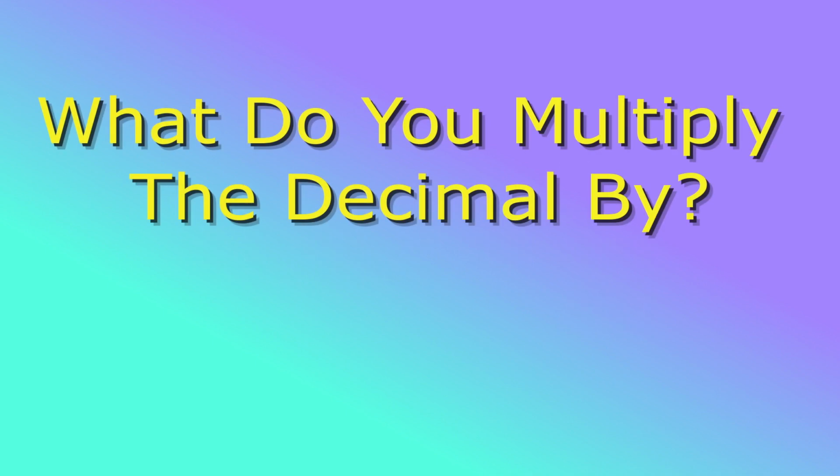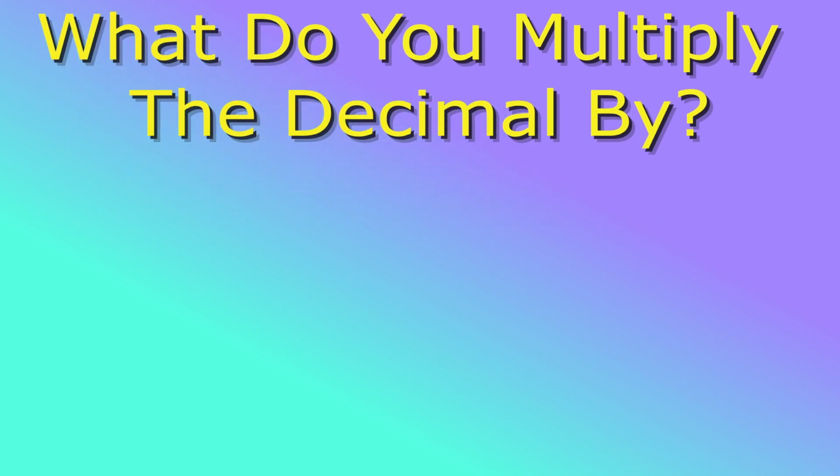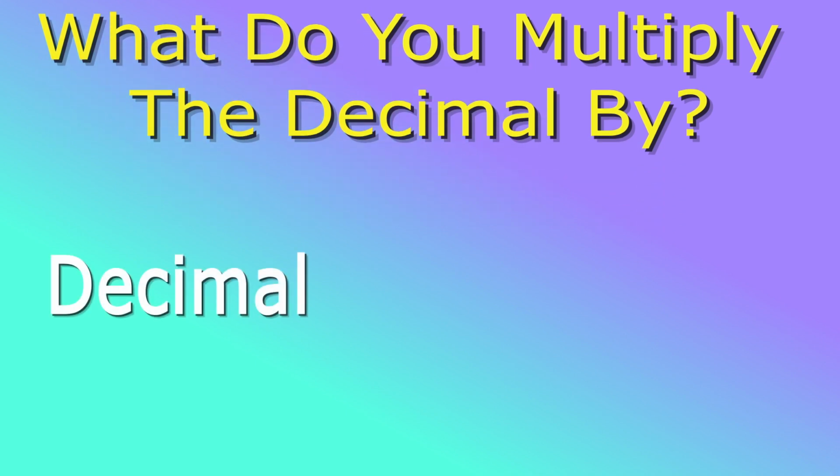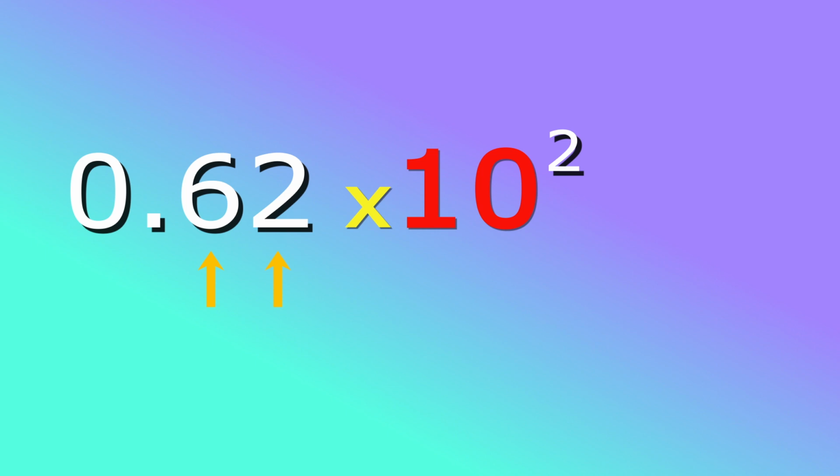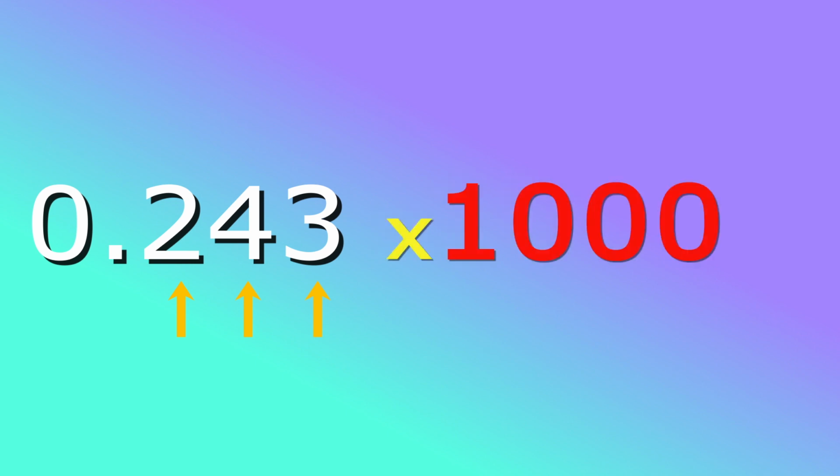You might be wondering, which multiple of 10 do I multiply my decimal by? That's easy. Just multiply your decimal by 10 to the power of the number of decimal places. So 0.62 has 2 decimal places, so you multiply by 10 to the power of 2, which is 100. Let's say you had 0.243. That has 3 decimal places, so you would multiply it by 10 to the power of 3, which is 1000. And that will give you the whole number that you need.